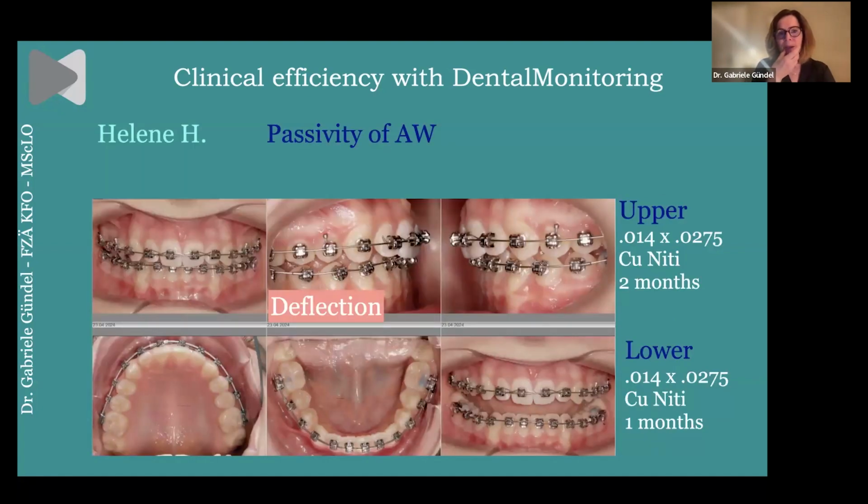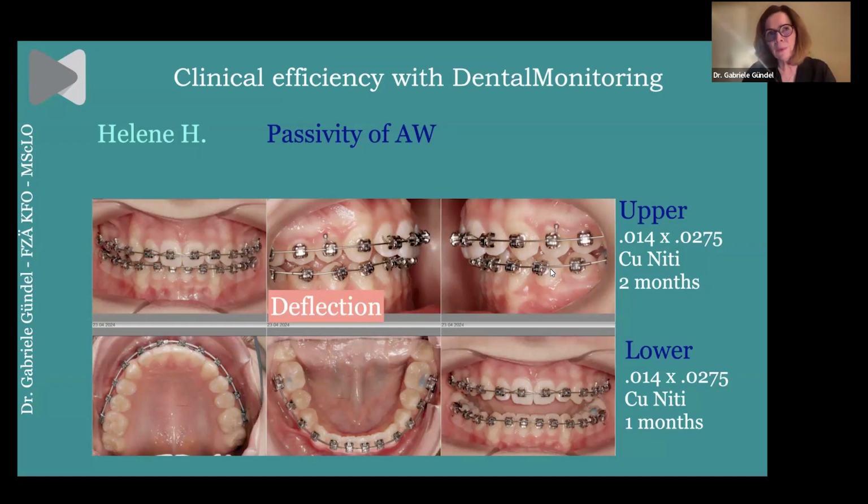Now, another interesting point of me, which I learned with the dental monitoring system, is that the passivity of arch wires may occur at different times. So here, with the patient in the upper, the passivity takes 2 months. In the lower, the passivity of the 14-27-5 arch wire took 1 month, so it was quicker. So whatever you would like to do with this information, do it. It's interesting. It's very helpful.